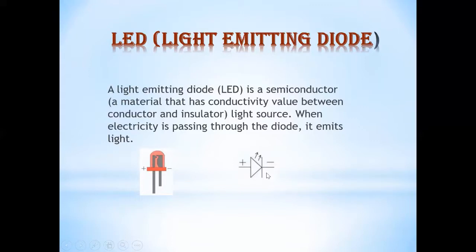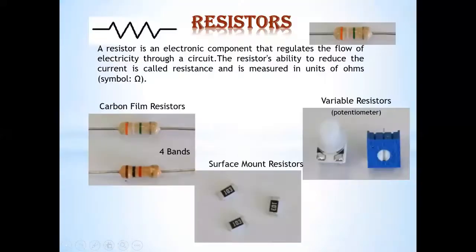and this is the symbolic representation of the LED. Next is resistors. Resistors are the components which oppose the flow of the current, fine, as you have studied friction in your chapter of motion in science. Similarly, resistance is like opposition to the current. It controls the flow of current in a circuit.